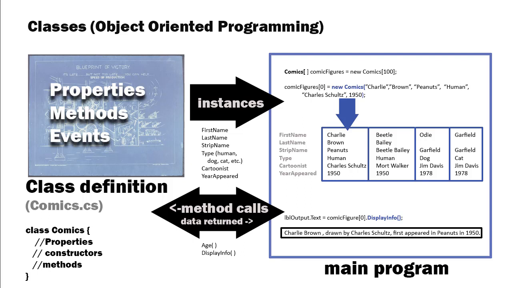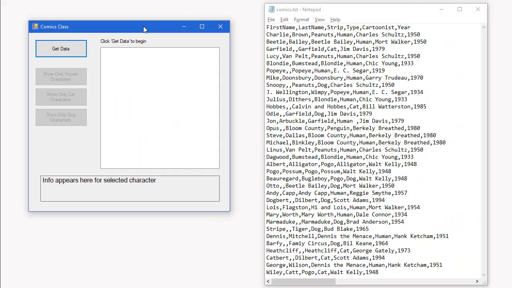I'm going to make one slight change, as we're going to read the data in from a text file, and then parse out that text file and populate the array that way. But we'll still use the comics constructor. Let's first take a look at the sample application of what we're going to create.